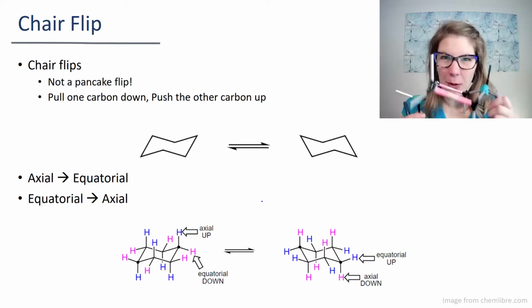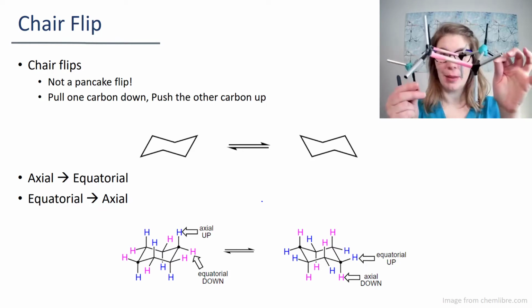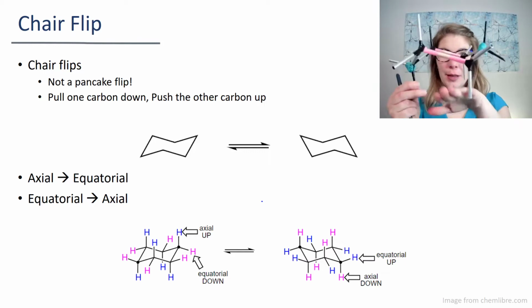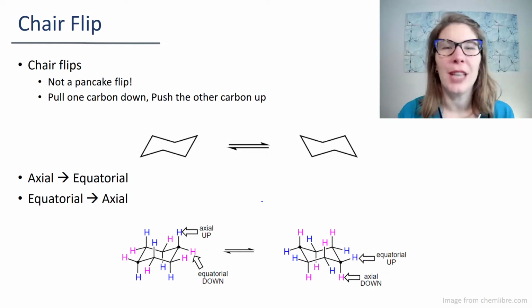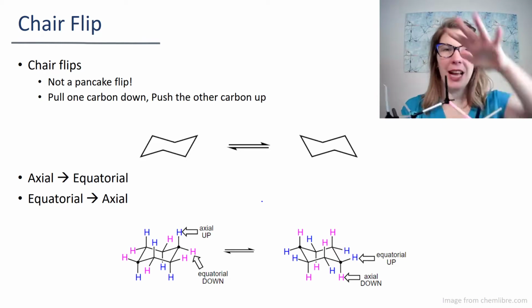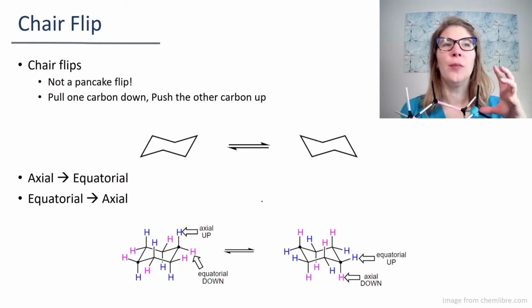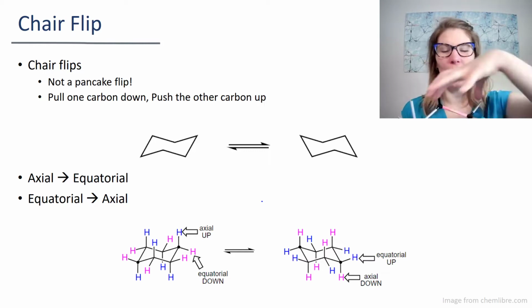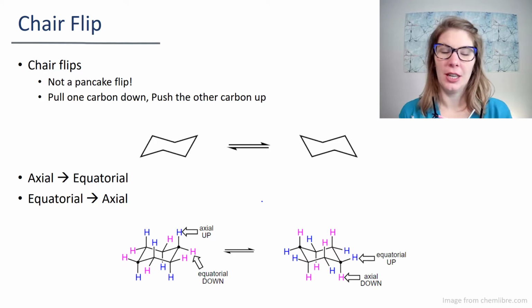The key that I want to talk about first is that when we flip a chair, the most common misconception is students think we're flipping this like a pancake, right? They're like, oh, here I am flipping like a pancake. And no, there's not a rotation going on here. We're not taking the molecule and rotating the molecule. We're seeing that the bonds within the molecule are twisting and changing their position.